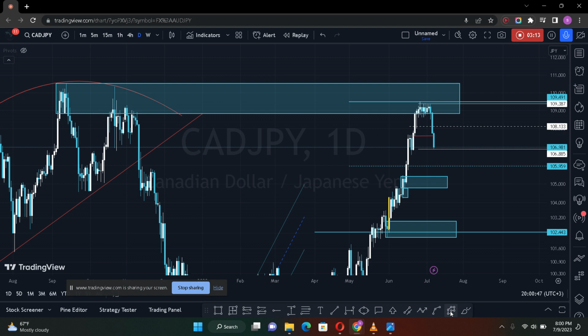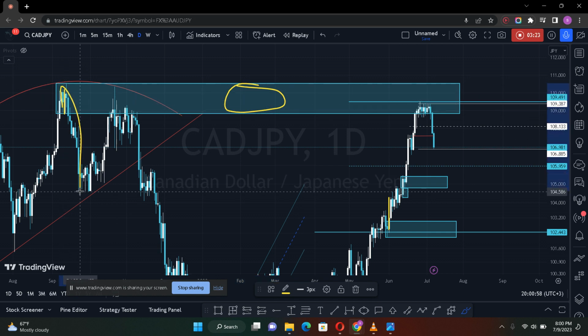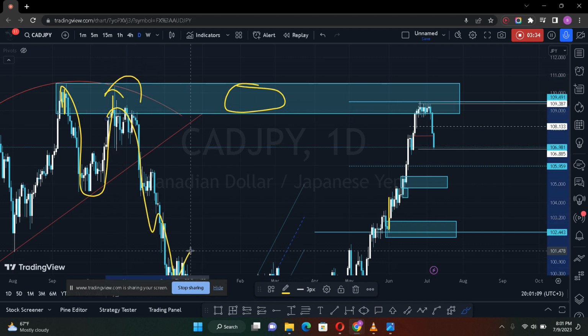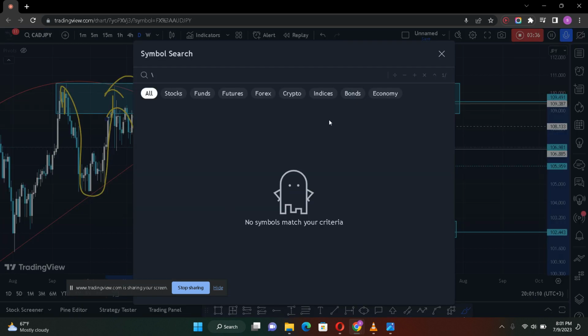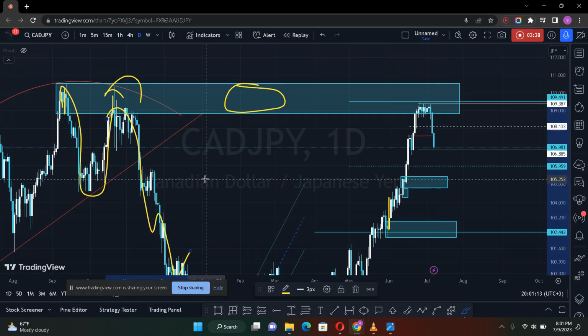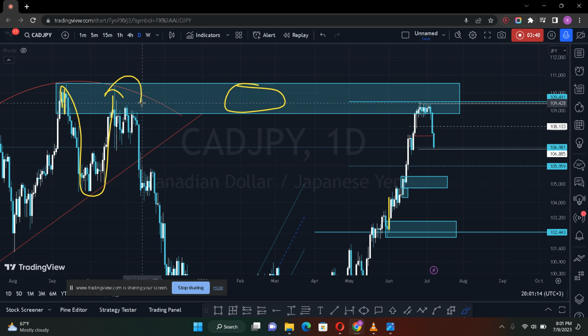So I'll show you how I derive this particular point of interest. This blue zone is my point of interest. It is a daily order block, which is as a result of this last buy candle before this aggressive move to the downside. The zone was revisited. We grabbed liquidity from that particular daily order block. Then we had a sustained trend to the downside. So that's how that became an area of interest for me.